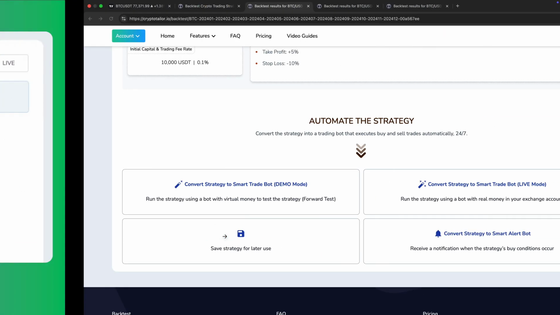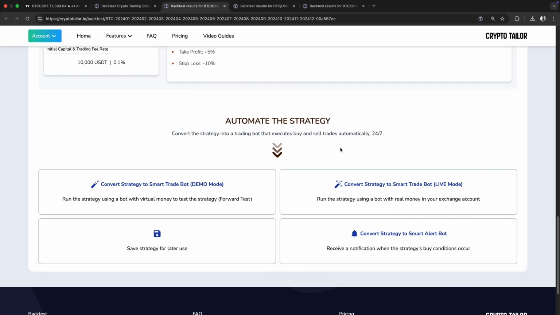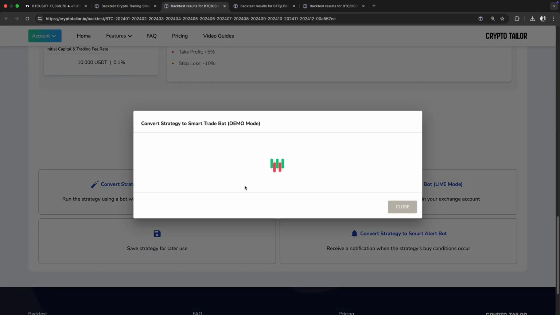In this case, we're focusing on the MA crossover, but you can build your own strategy, test it, and let it run in demo mode for a while to see how it behaves in real market conditions. In live mode, the bot connects directly to your crypto exchange and executes trades using real money. We'll start by launching it in demo mode, and I'll guide you through how to switch to live trading afterward.